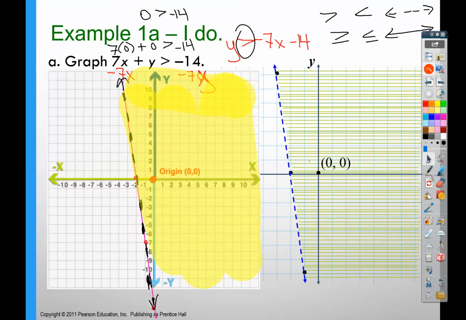Okay, and you can see that works. So we just put it in slope-intercept form, or you can just plot coordinates if you want to. You can just plug in x's and get your y values. It's a dashed line if it's less than or greater than. Solid line if it's greater than or equal to or less than or equal to. Then you test a point. If the test point makes it a true statement, you shade that area. Okay, let's try another one.